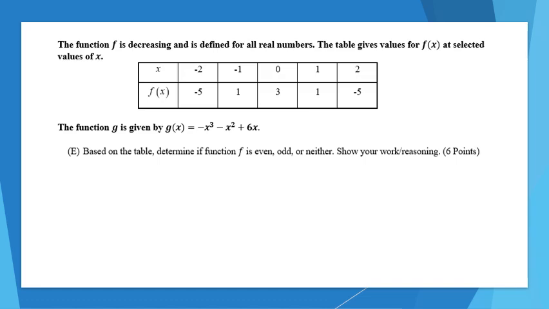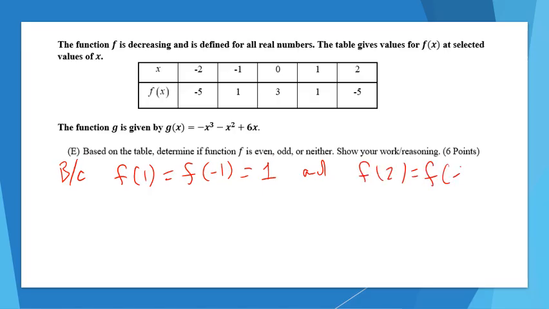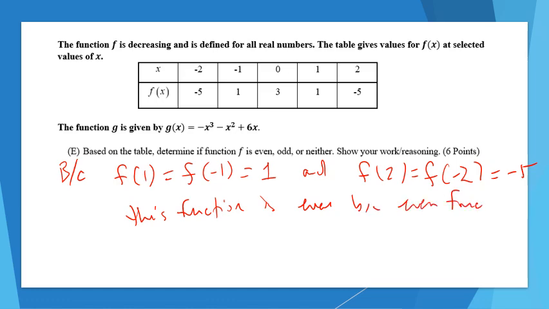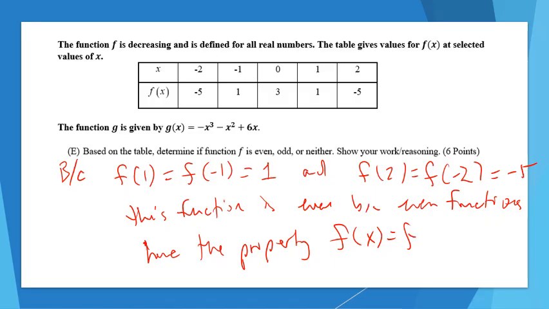All right, here we go. Based on the table, determine if it's even, odd, or neither. Show your work and your reasoning. And so here I would say, because f of 1 equals f of -1, which is both equal to +1, and f of 2 equals f of -2, which both equal -5, this function is even, because even functions have the property f of x equals f of -x.